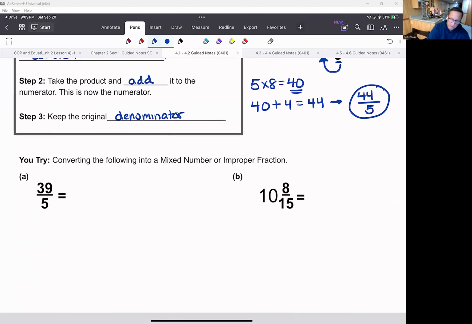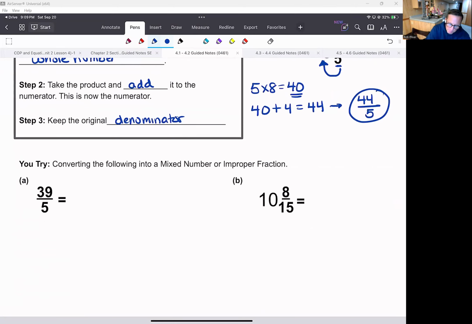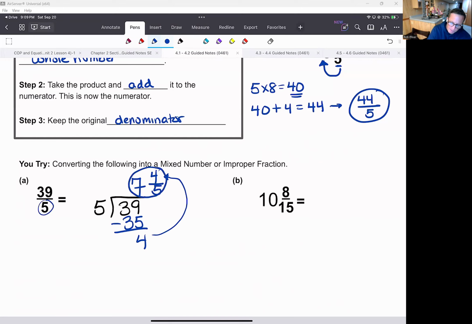So convert into a mixed number or improper fraction. So for this one, we're going to do 39 divided by 5. Top number divided by bottom number. Top divided by bottom. So how many times is 5 going into 39? 7 times. 7 times 5 is 35. Subtract and you get 4. So the remainder becomes the numerator. And the denominator from before, the 5, stays there. So 7 4/5.